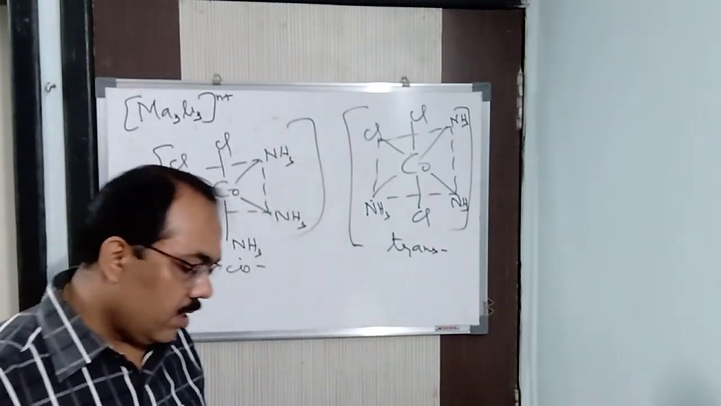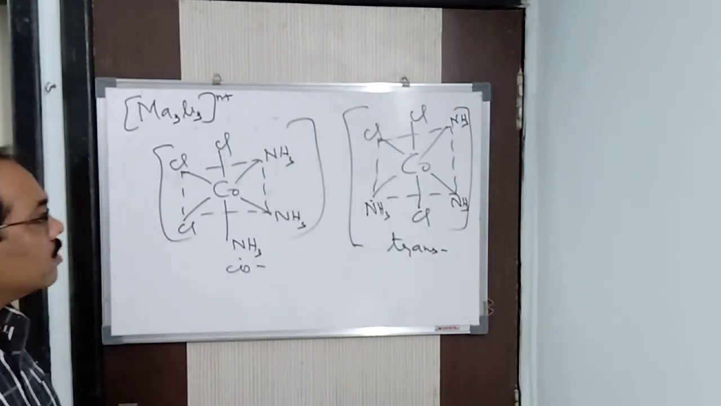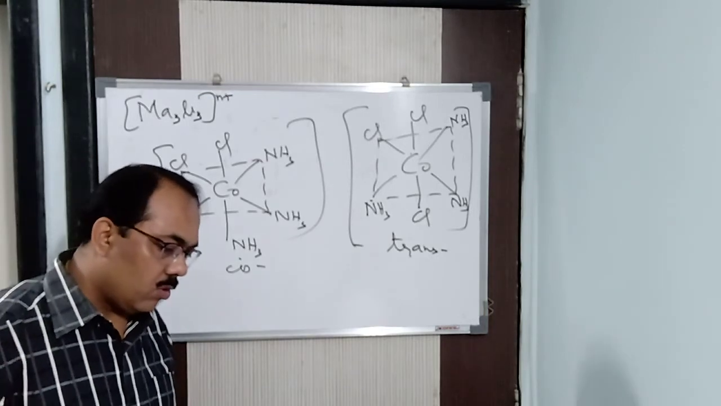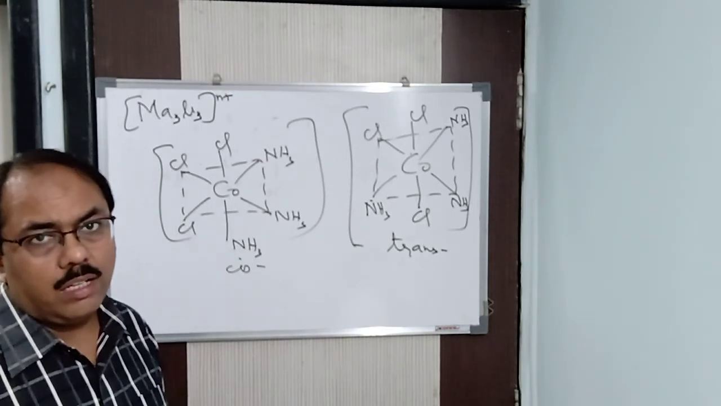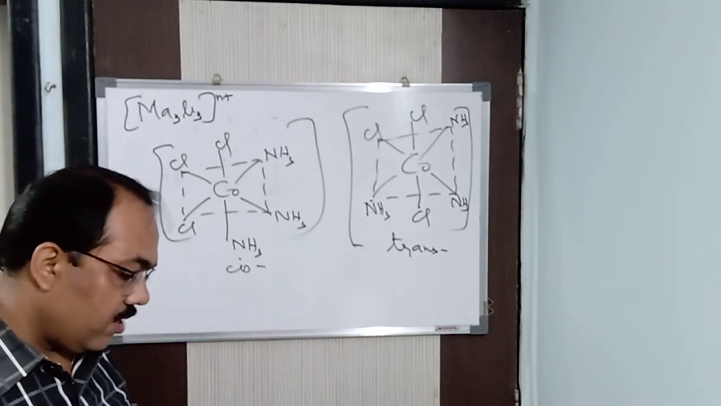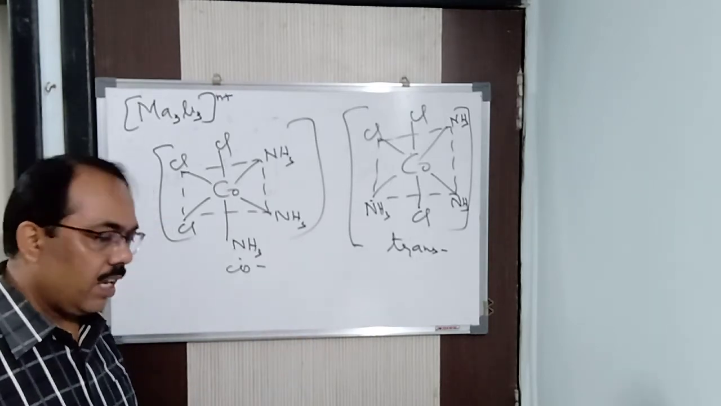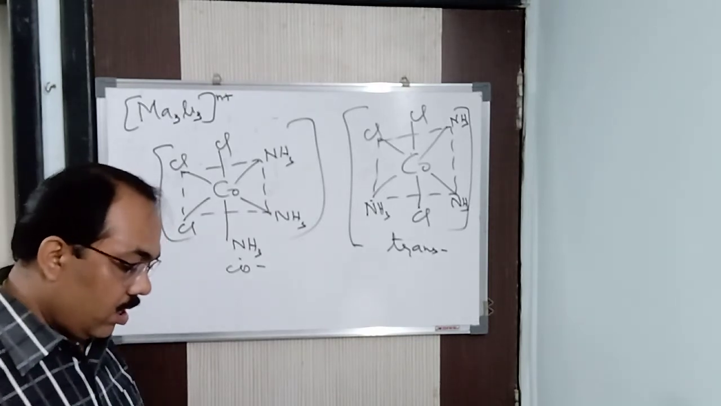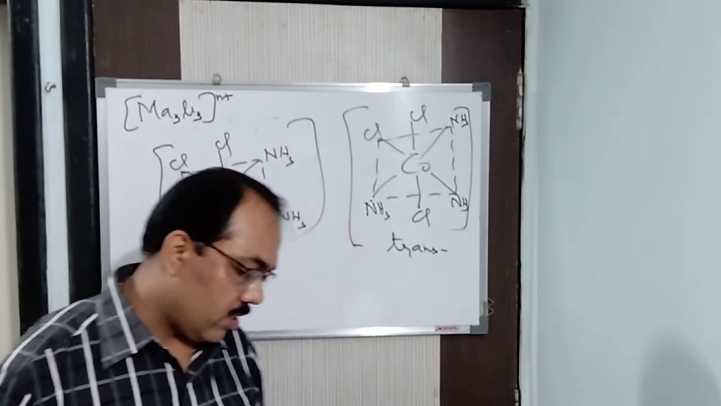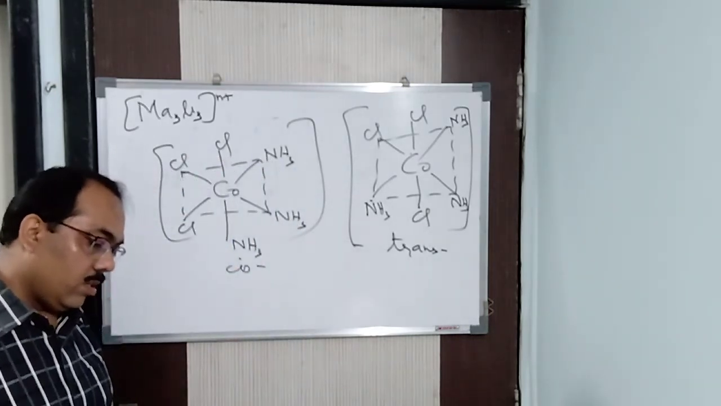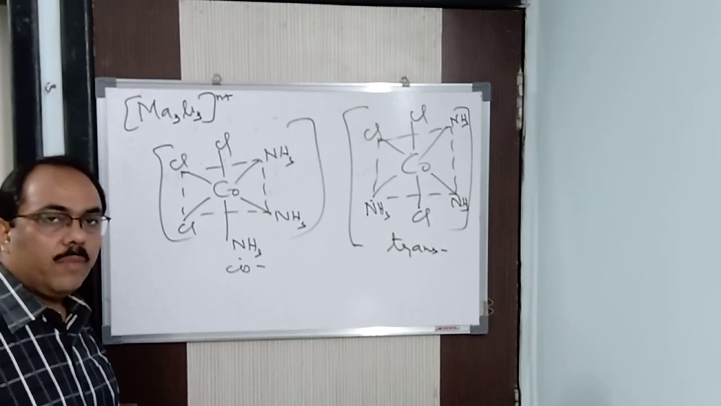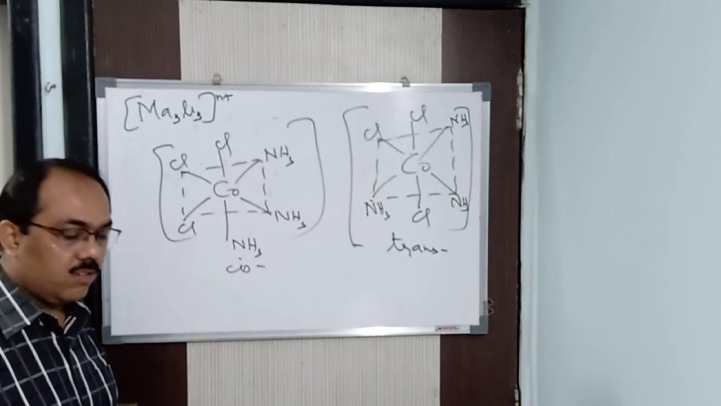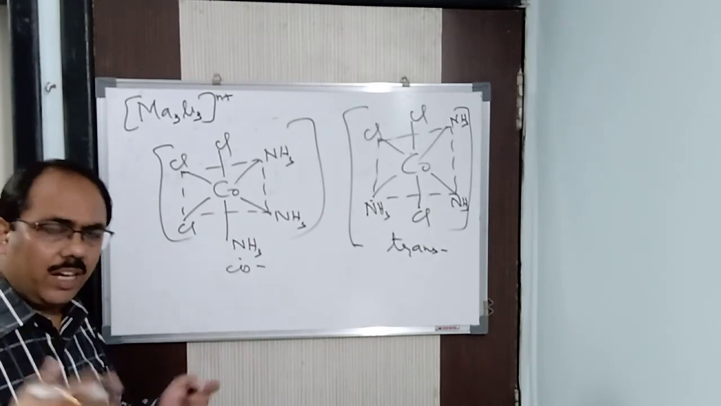So here it is nothing but an MA3B3 complex. This particular one is also called facial. Alright, the cis isomer is said to be the facial, FAC. And the trans is said to be meridional, or peripheral. Clear? So the isomer known as meridional or peripheral is the trans, and the other one is the facial, which is nothing but the cis isomer. This is just a different name we are giving to it.